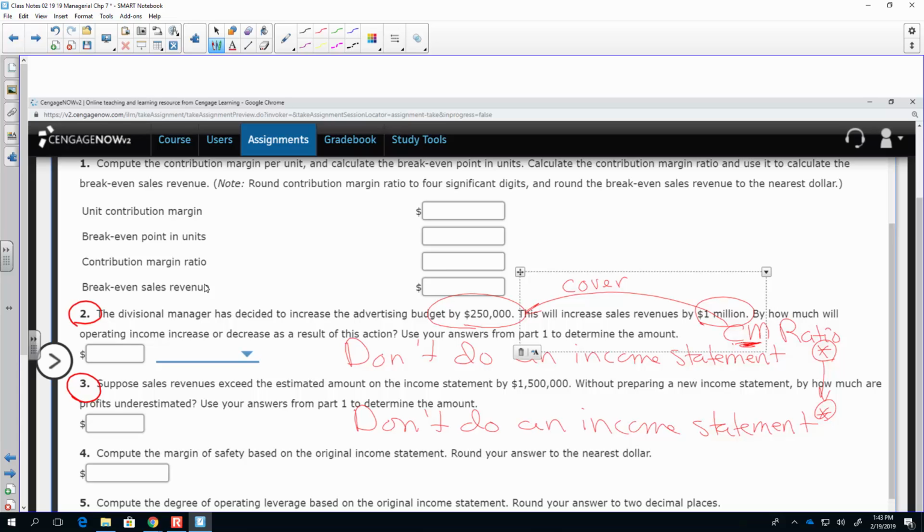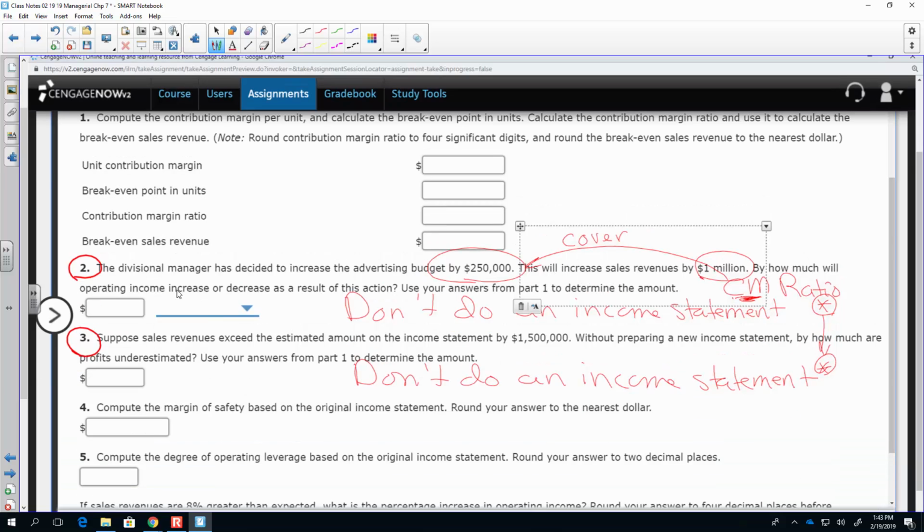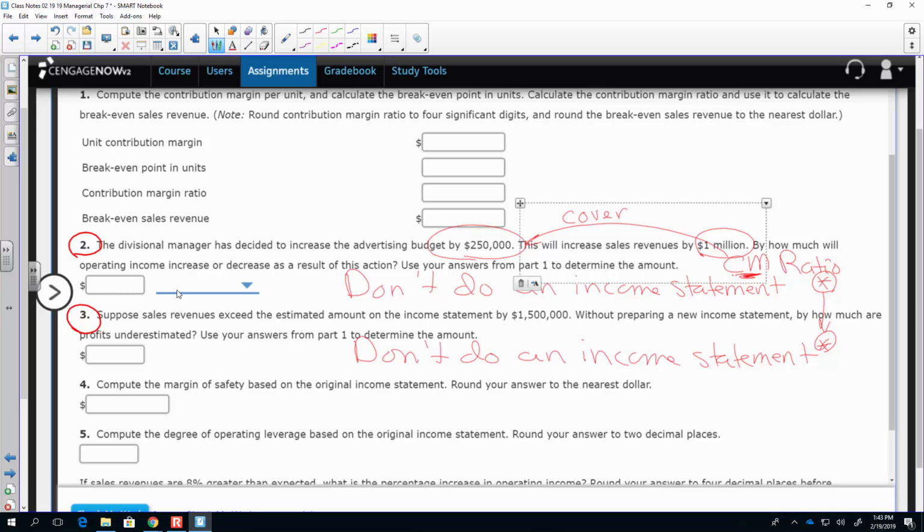Now, be aware that we want their answer in whole dollars. They don't want cents. Also be aware that you do not create your own income statement. Use this margin ratio to figure those 2 questions out.